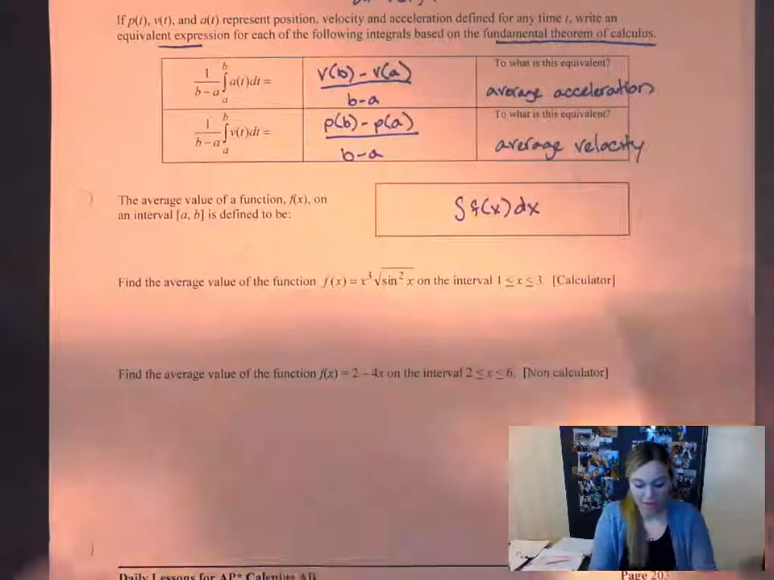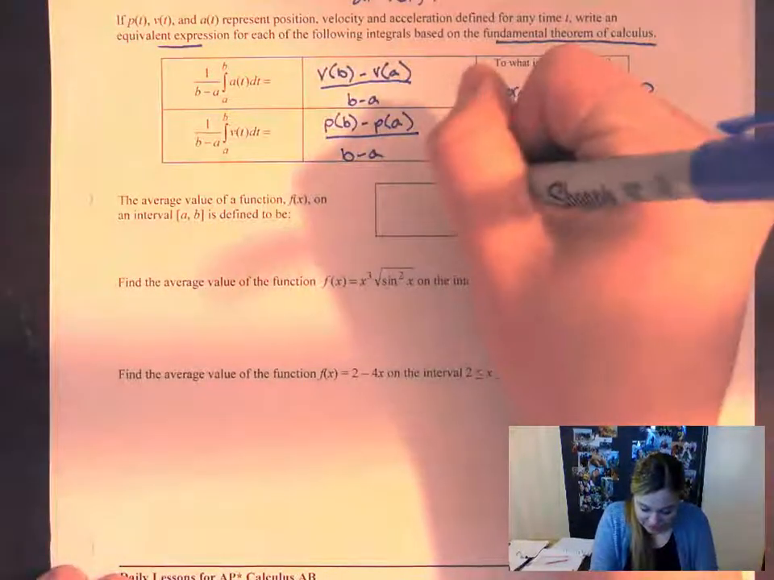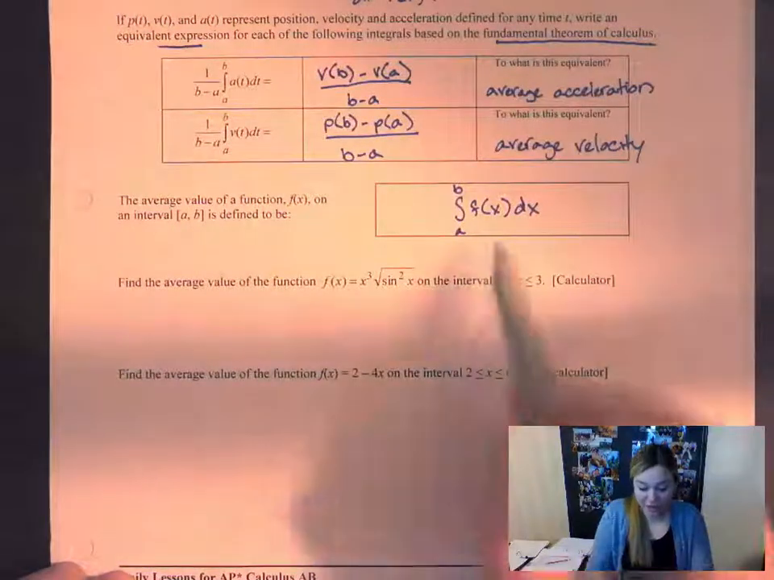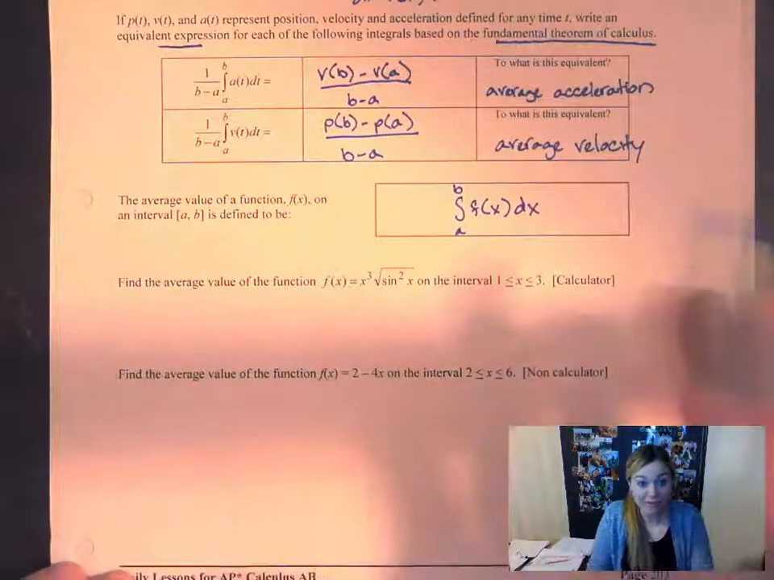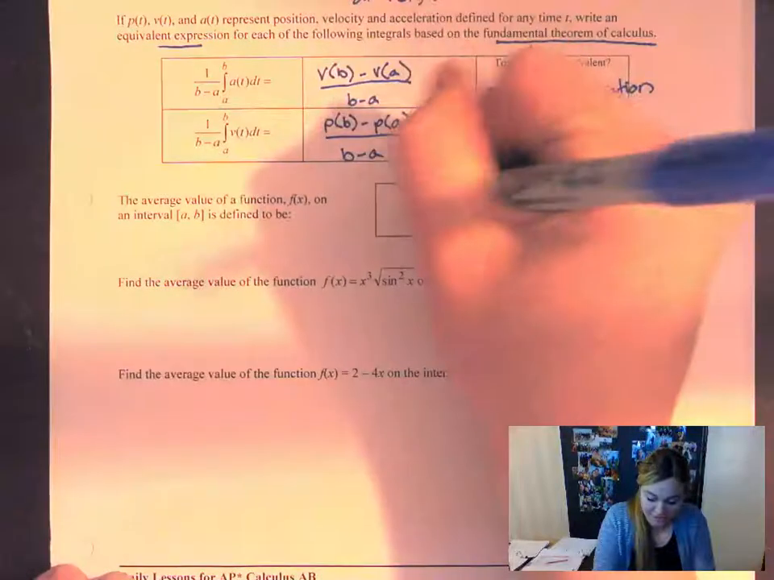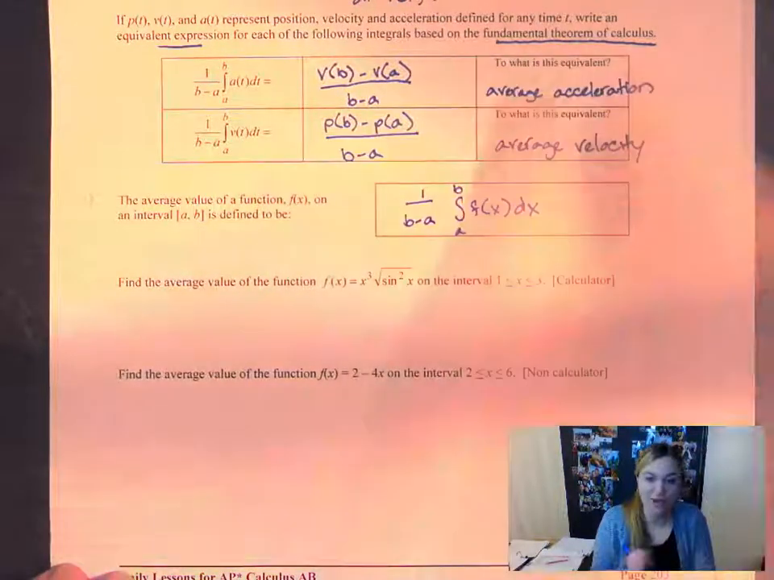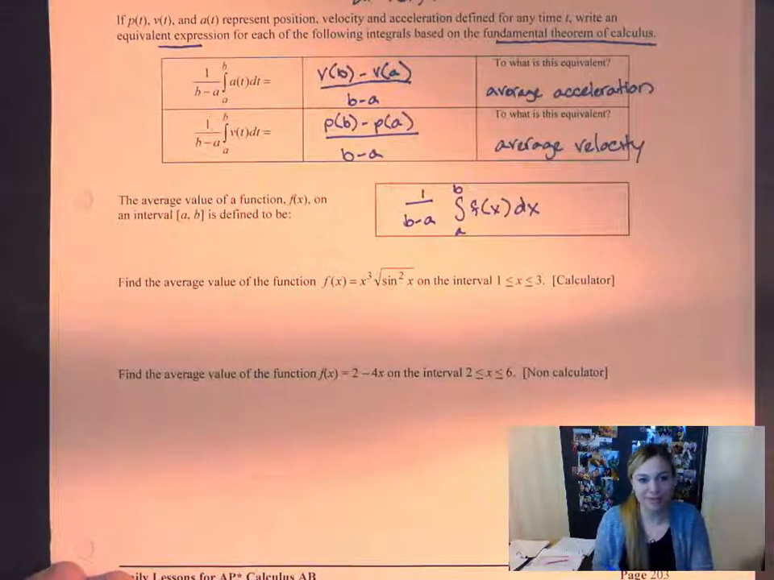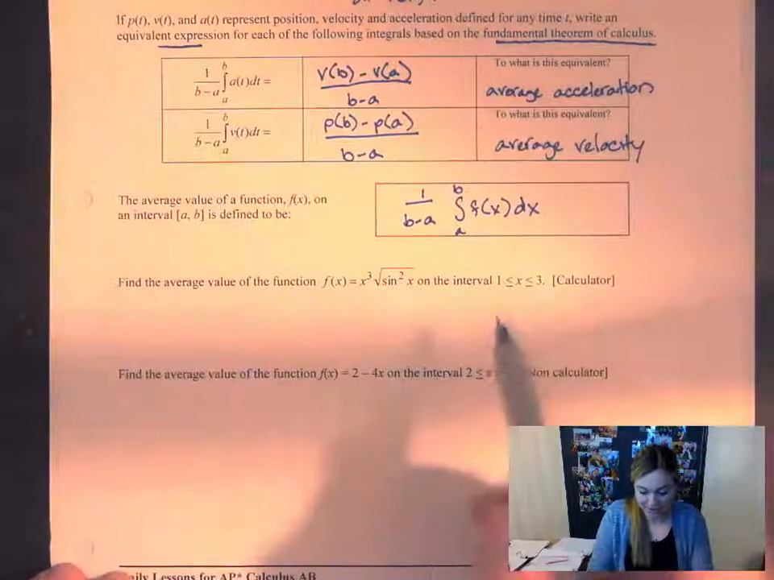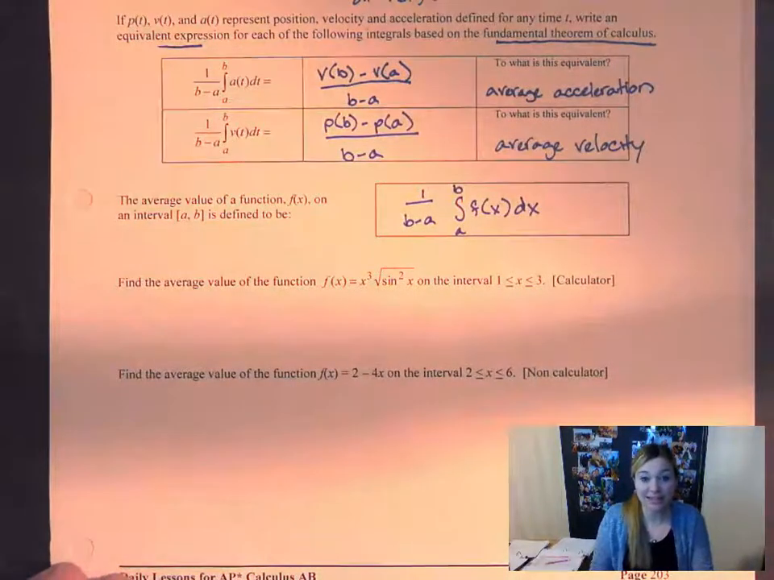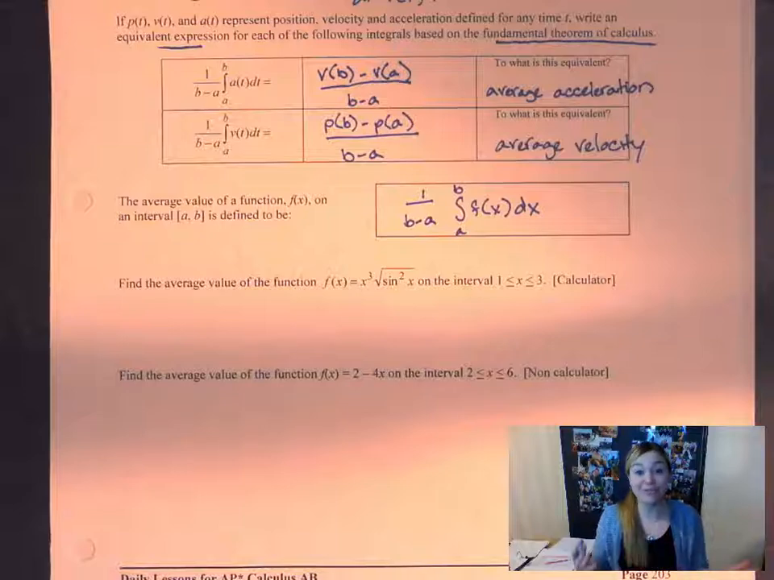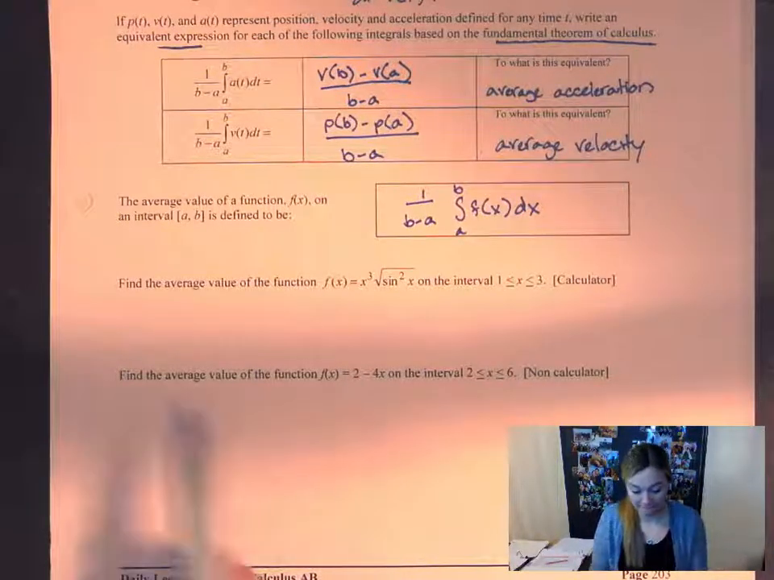There we go. The integral of f of x dx. If I want the average function value for f of x, whatever f of x is, I can integrate and then divide by b minus a, or multiply by 1 over b minus a. Usually say it like this. So this is really exciting because I can have the average value of any function, not just velocity or acceleration. Okay, let's do another one.